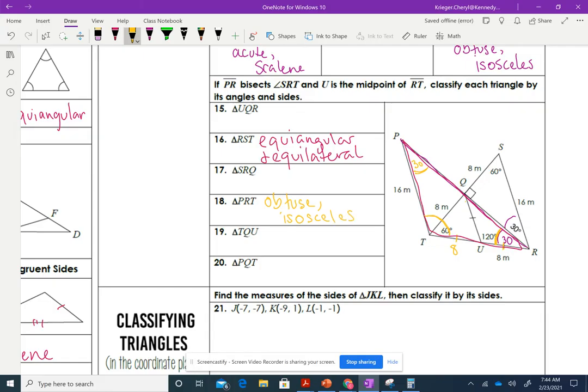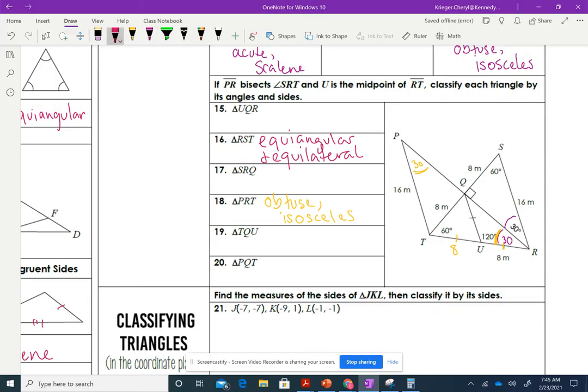I always feel like I'm spelling isosceles wrong, but I'm pretty sure it's right. Okay, and let's see what else we can figure out. Here we go. PQT. Oh, well, that one's pretty easy.